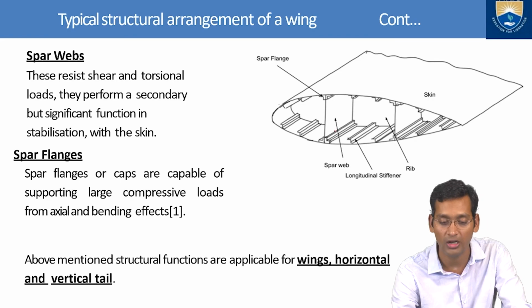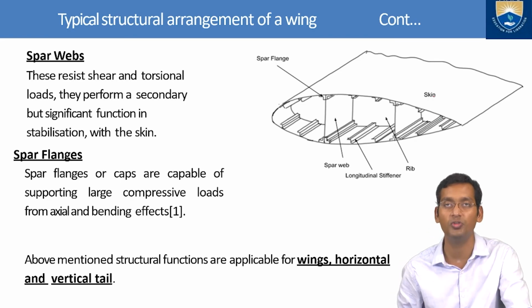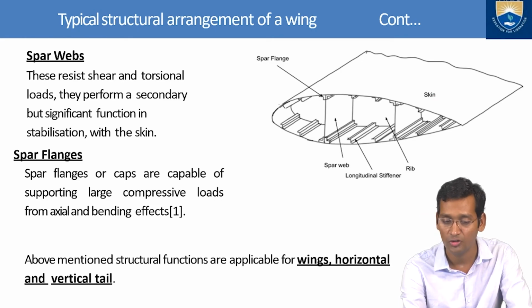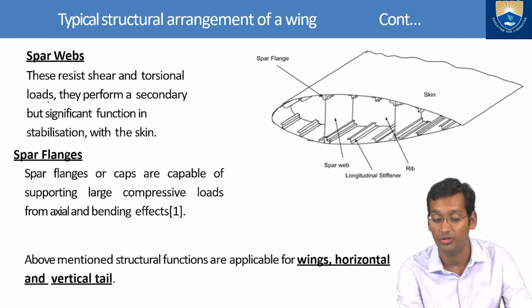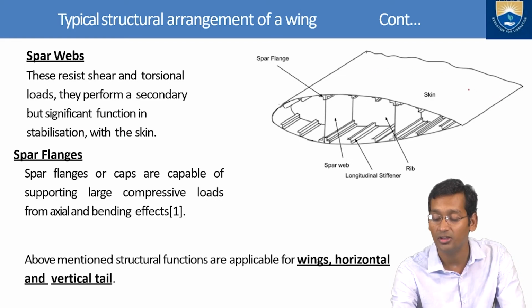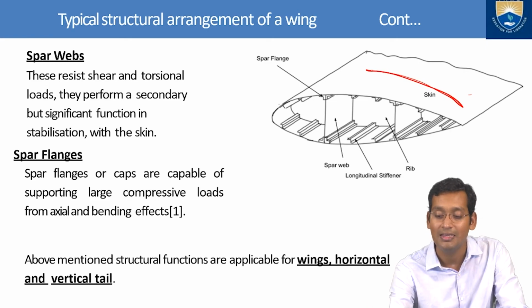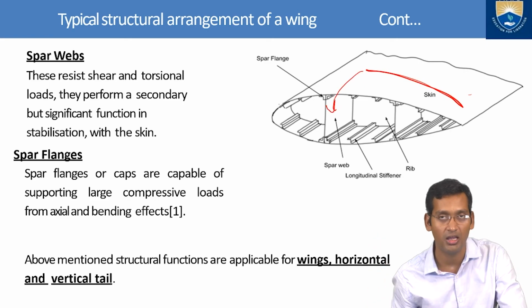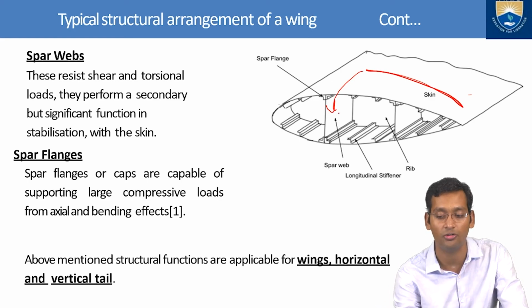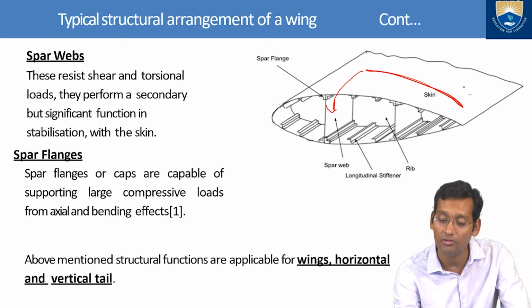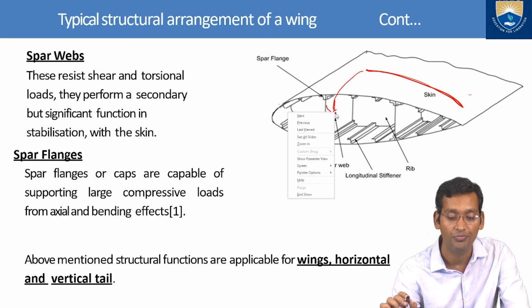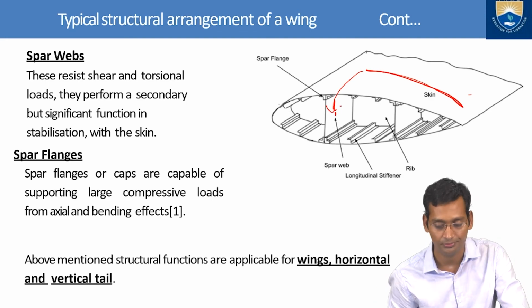Now the spar web. We are discussing all these elements that we use in the wings. First, the spar web, this vertical one. These resist shear and torsional load. They perform a secondary but significant function in stabilizing the skin. Why secondary? Because the skin is working as the primary. The skin experiences the force and transfers it to the spar web. The air does not come directly and hit the spar web. On the skin only, they experience the aerodynamic forces, or whatever forces, even a gust. Then the skin transfers them to the spar web, and that's why it's secondary.